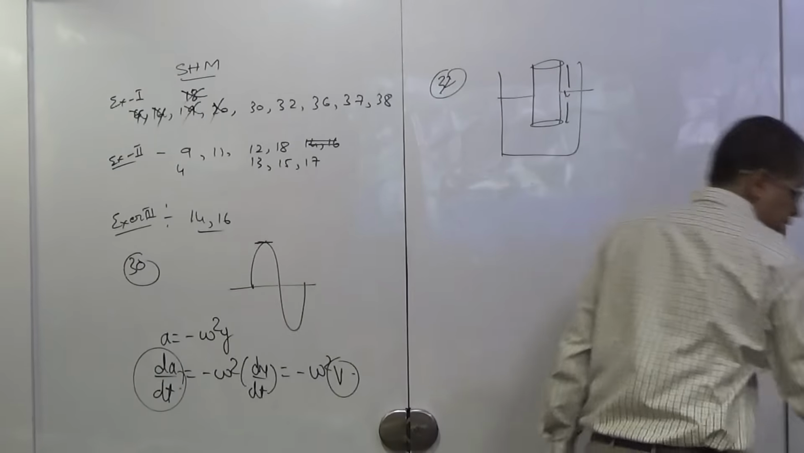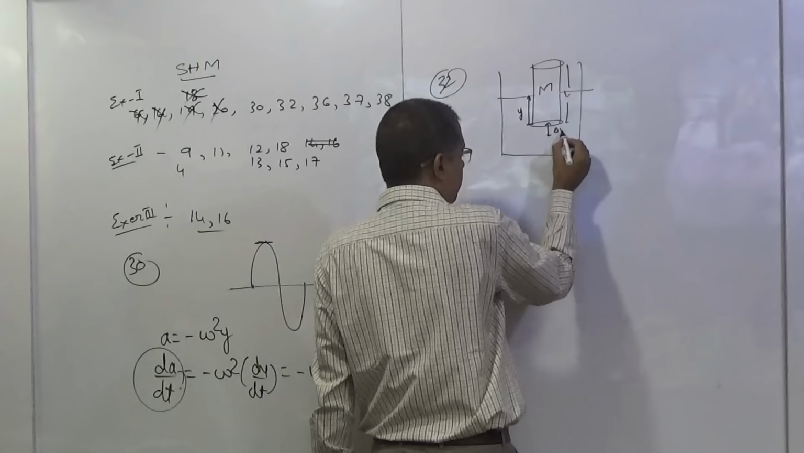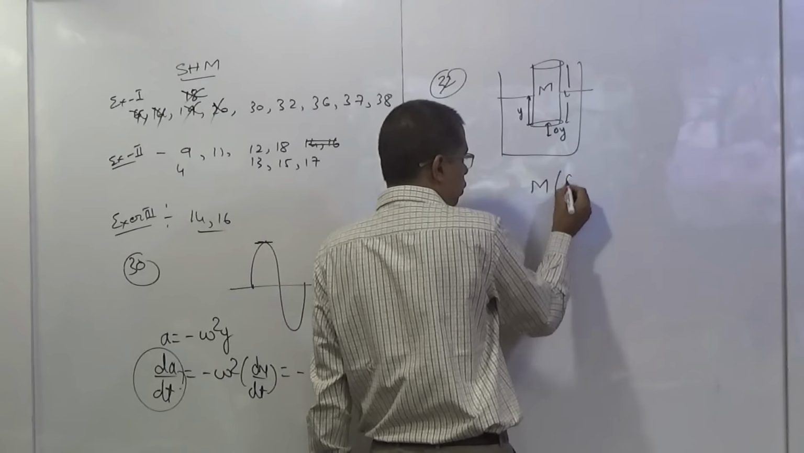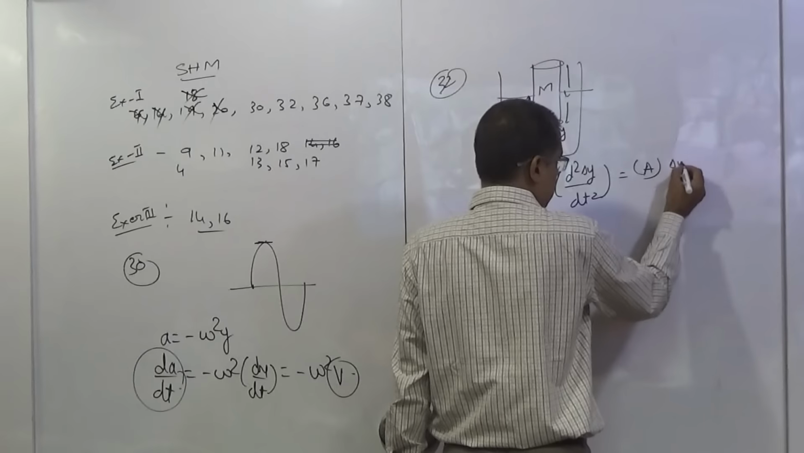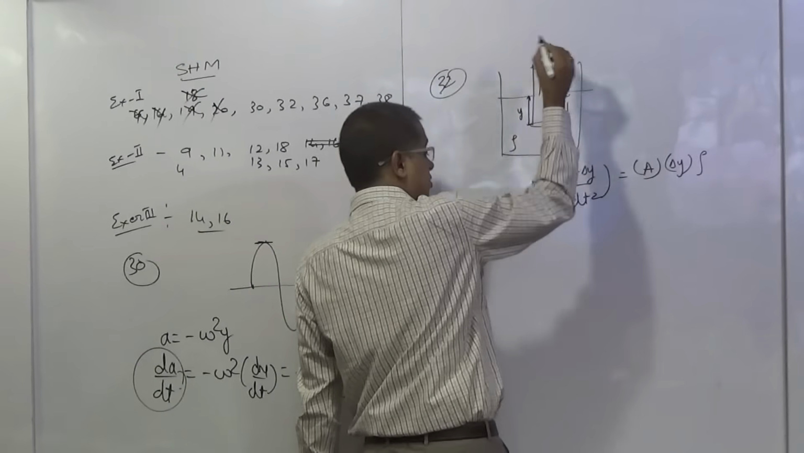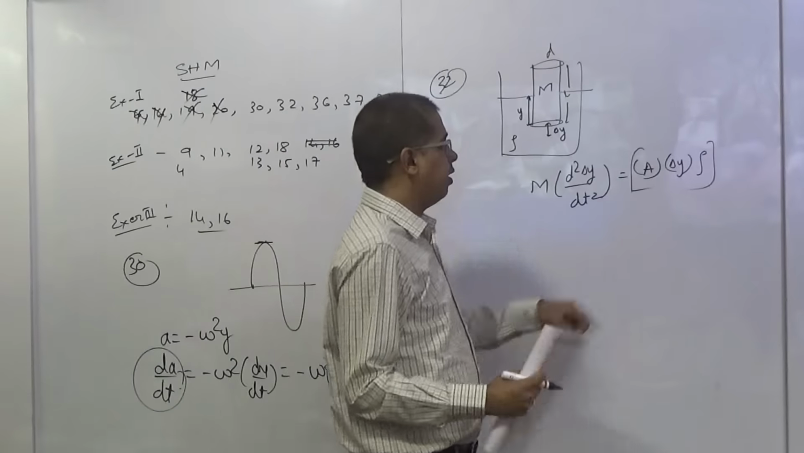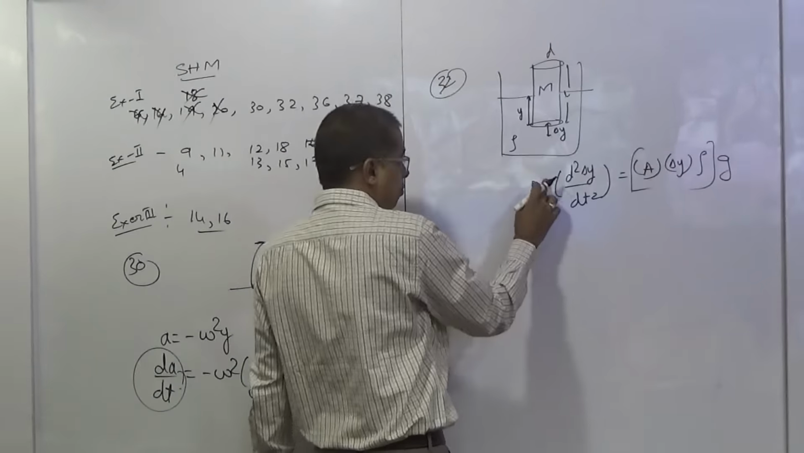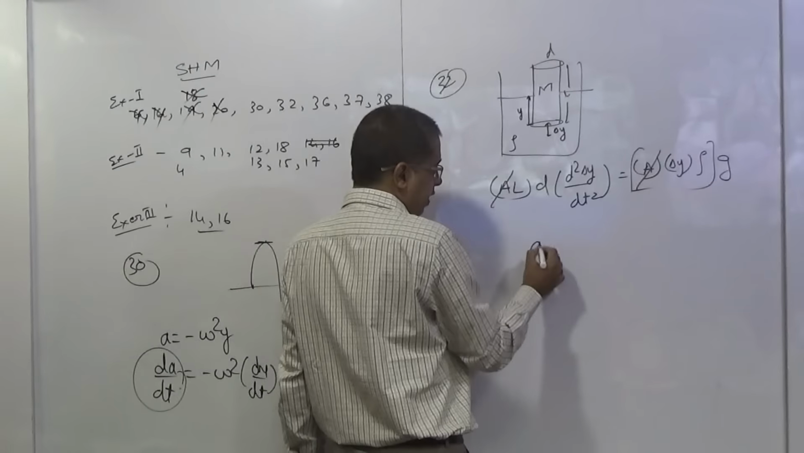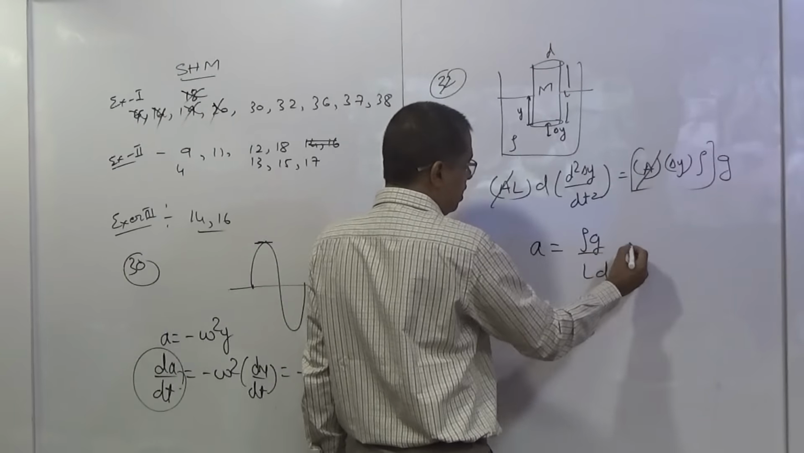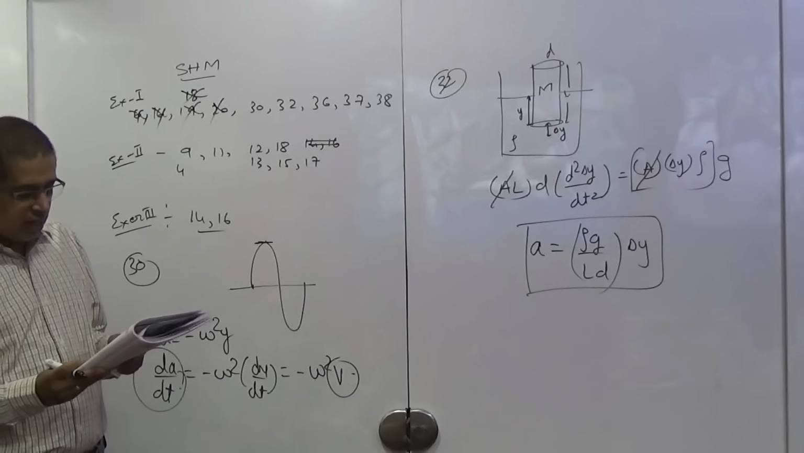Don't remember the formula. Let's derive it. See, if this is capital M, this is y. You displaced it by delta y. Capital M into d2 delta y by dt square is equal to A delta y into rho, density of the liquid, this is density of the body, into buoyancy, into G. Mass of the body will be A L into D. Now A and A will go. Acceleration is rho G by LD into delta Y.